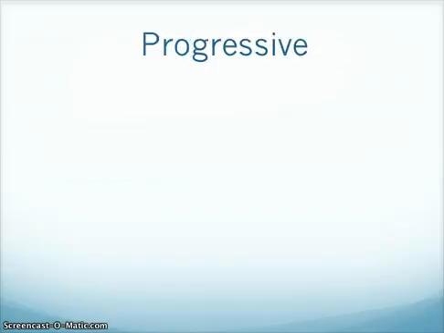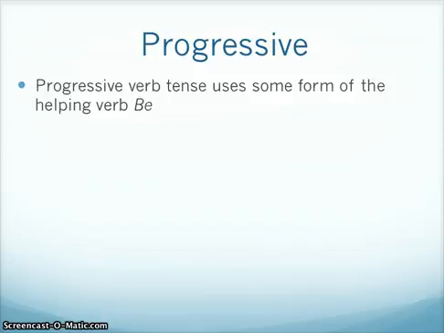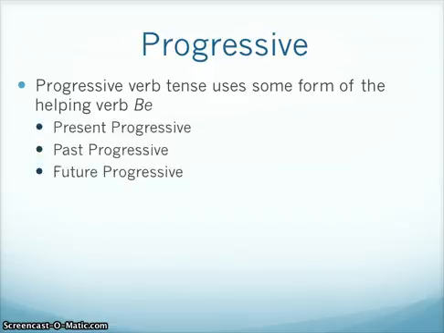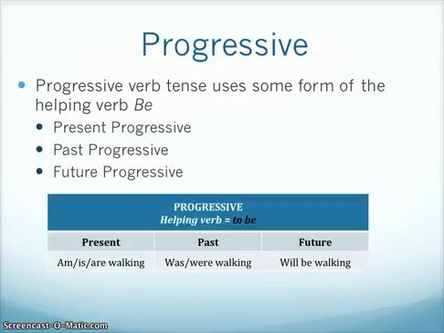Okay, the third category of verb tenses is the progressive verb tense. And the progressive verb tense uses some form of the verb to be. And hopefully now it will become painfully obvious why I have been quizzing you so much on the 8 B verbs, because they play a very important role in all of these different verb tenses. And so just like we have seen in the past two categories, there would be present progressive, past progressive, and future progressive. And so the chart would look something like this.